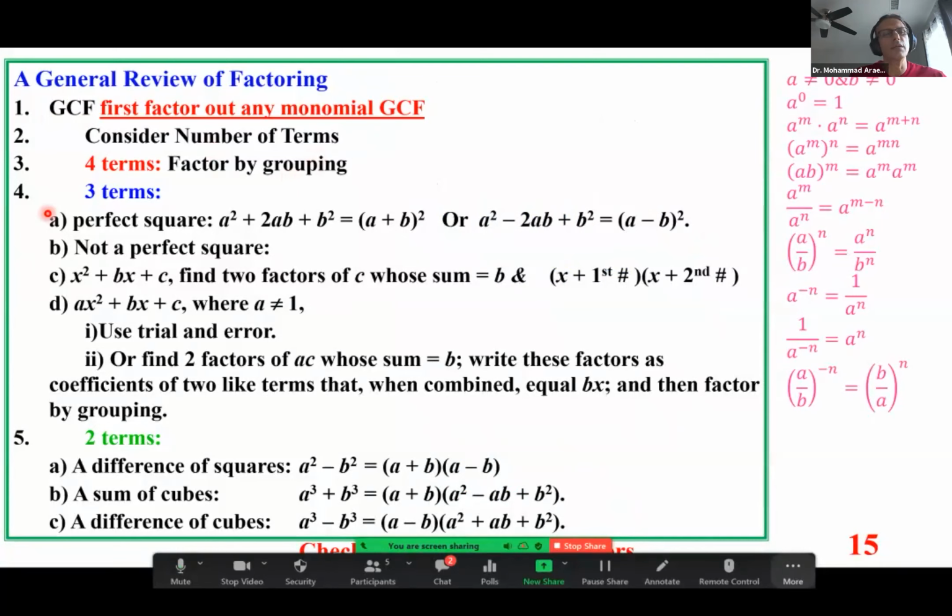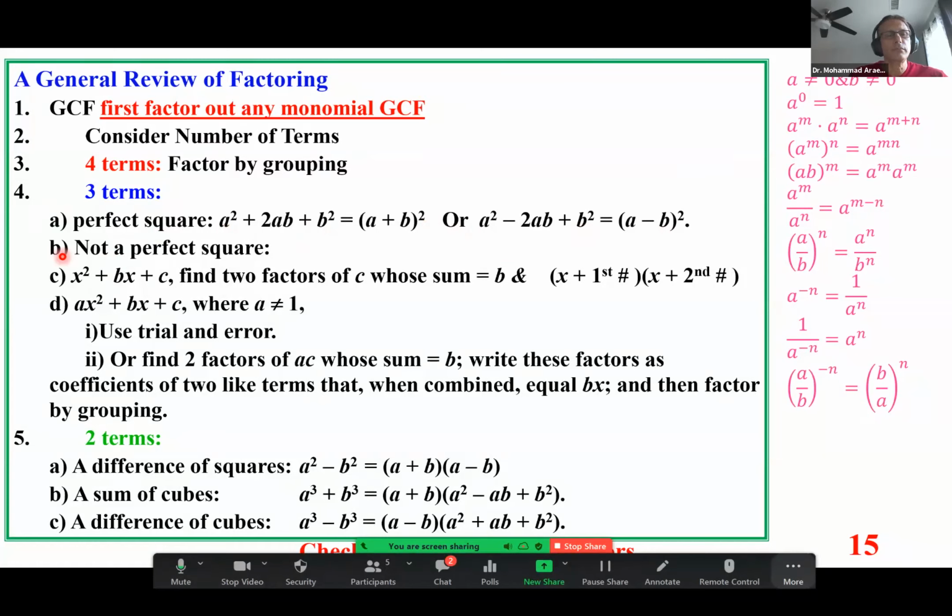If we have 3 terms, we either have a perfect square trinomial of the shape a squared plus 2ab plus b squared or a squared minus 2ab plus b squared. The first one becomes a plus b quantity squared and the next one a minus b squared.